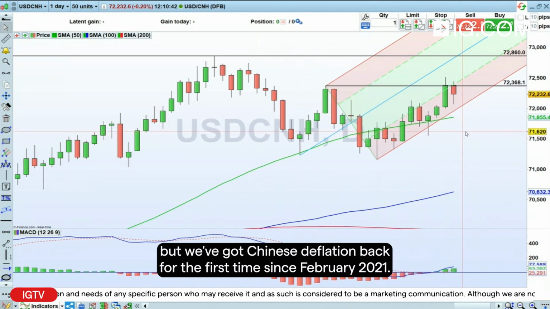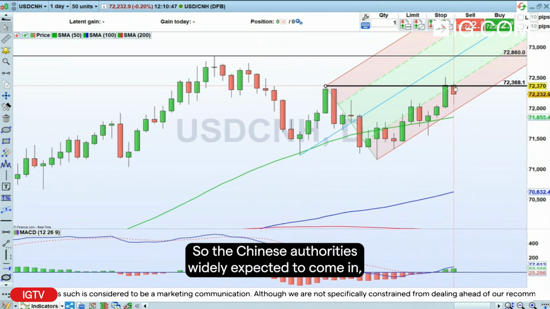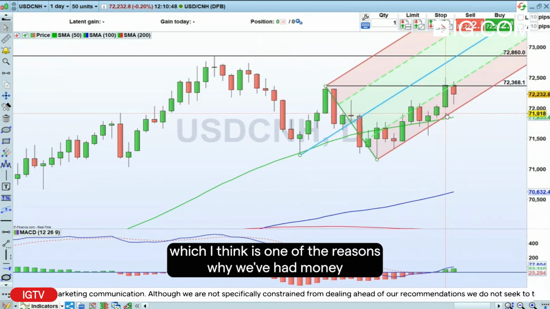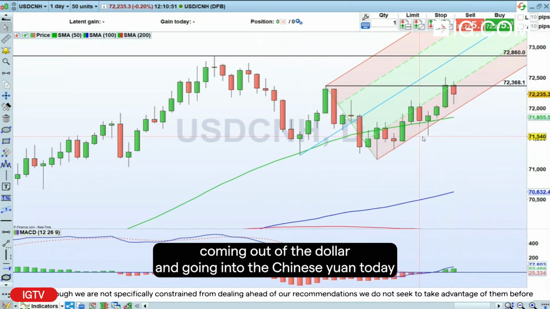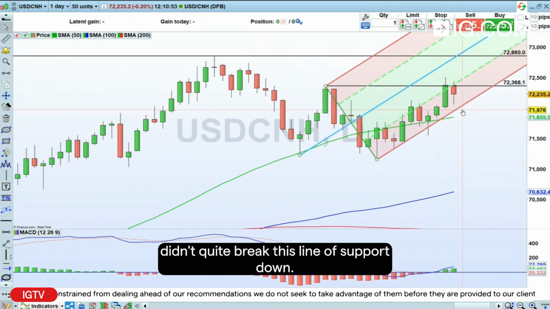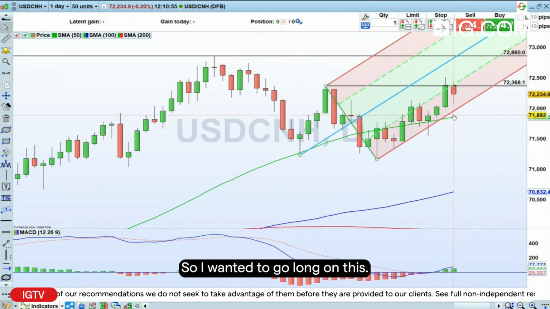But we've got Chinese deflation back for the first time since February 2021. So the Chinese authorities are widely expected to come in, which I think is one of the reasons why we've had money coming out of the dollar and going into the Chinese yuan today. It didn't quite break this line of support down here, this red line. So I'm wanting to go long on this.